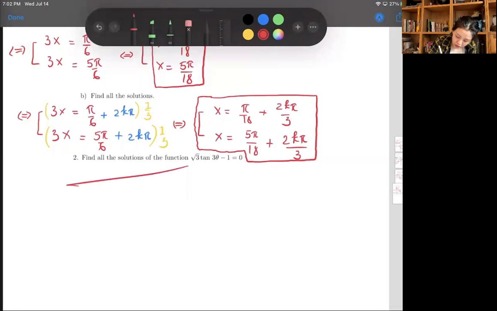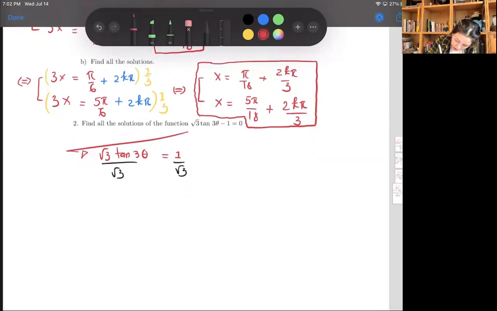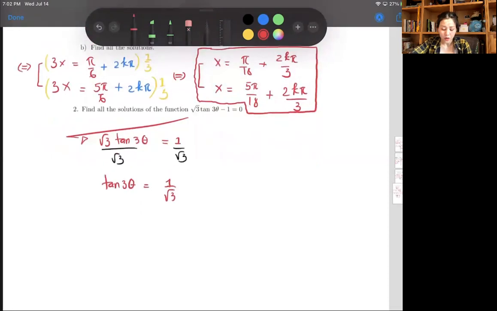For this one right here, first things first, I'm going to add 1. So square root of 3 times tangent 3 theta equals 1. Divide both sides by square root of 3, and I have tangent 3 theta equals 1 over square root of 3. Again, this is your whole angle right there.